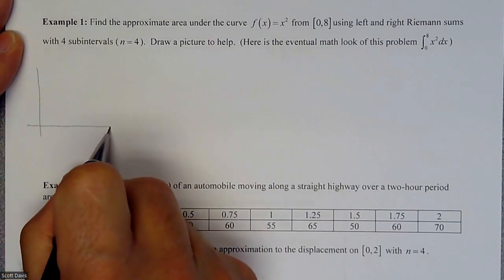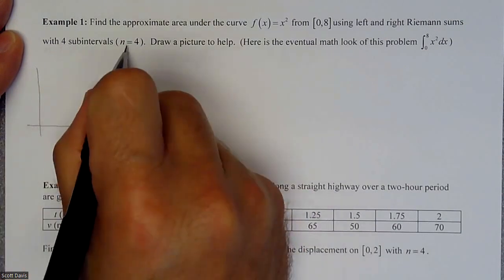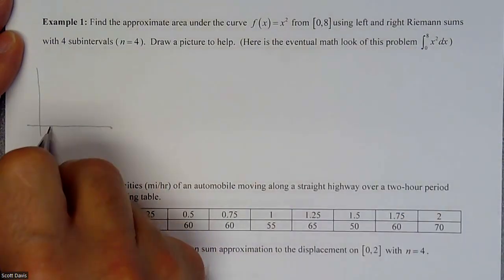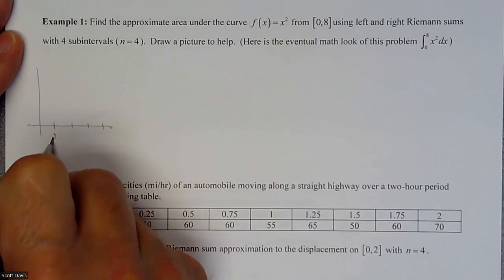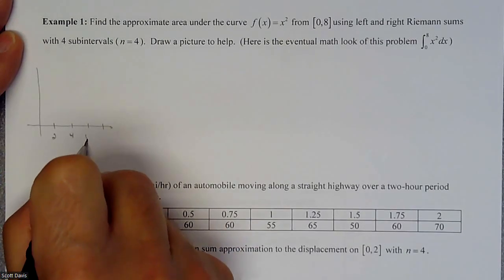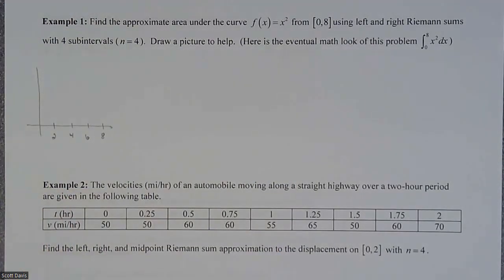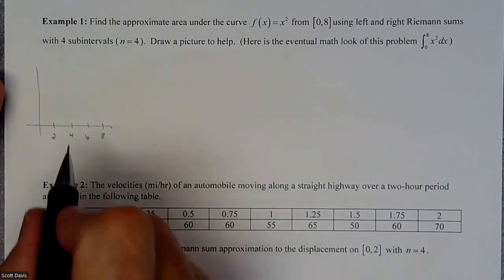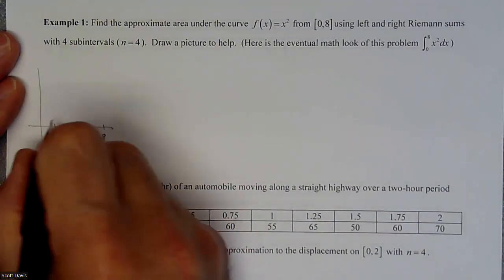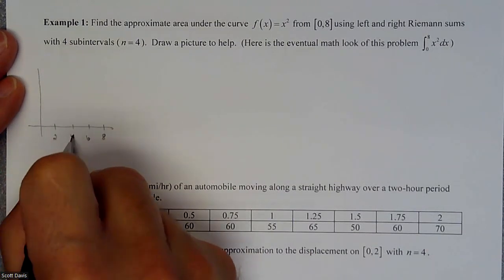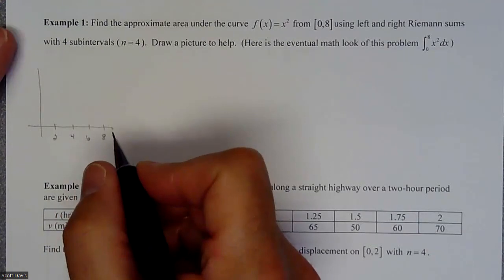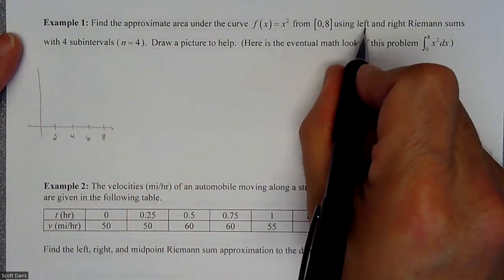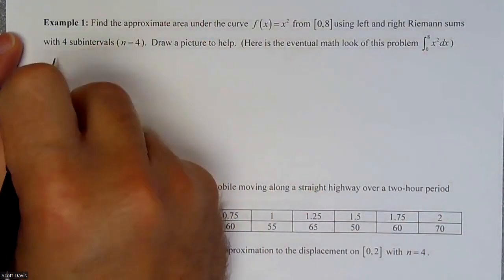So what I need is a visual, and I am doing 4 subintervals from 0 to 8. So 2, 4, 6, 8. All right, so there's that. And then, excuse me, I need heights on this. So I'm just going to plug in some values. We're going to get a 4, 16, 36, 64. I'm not going to try to be perfect on this, but one thing I do want to note is that I'm doing a left Riemann sum on this one.